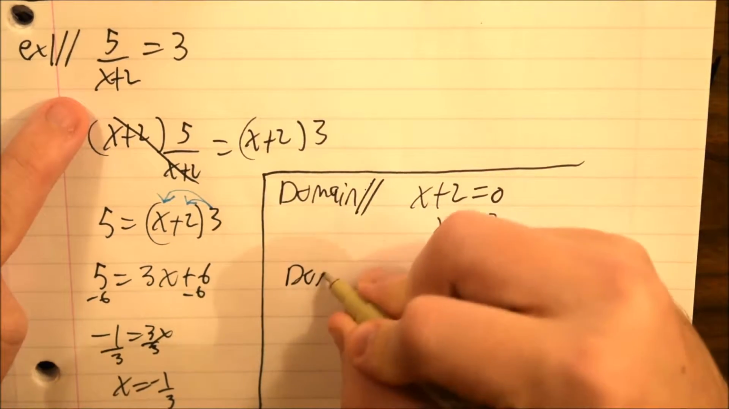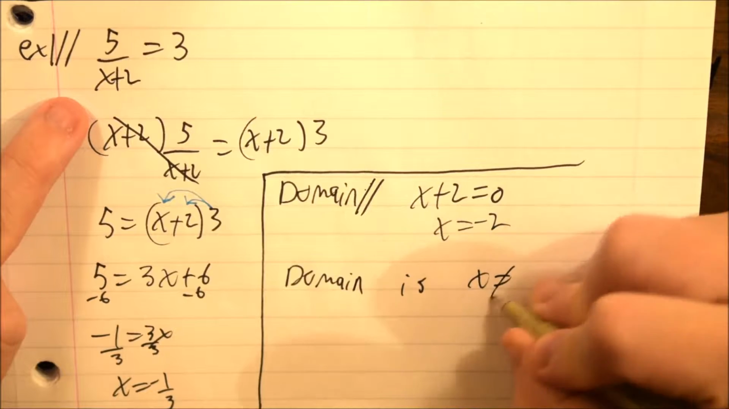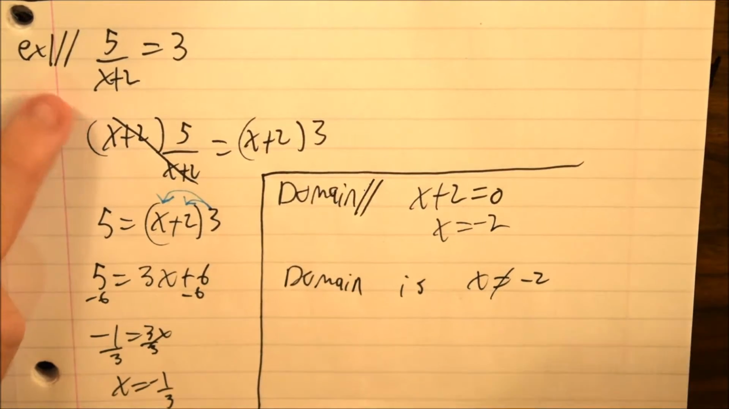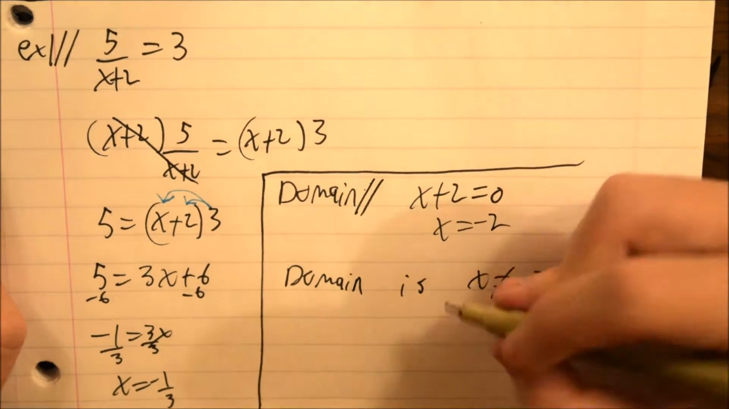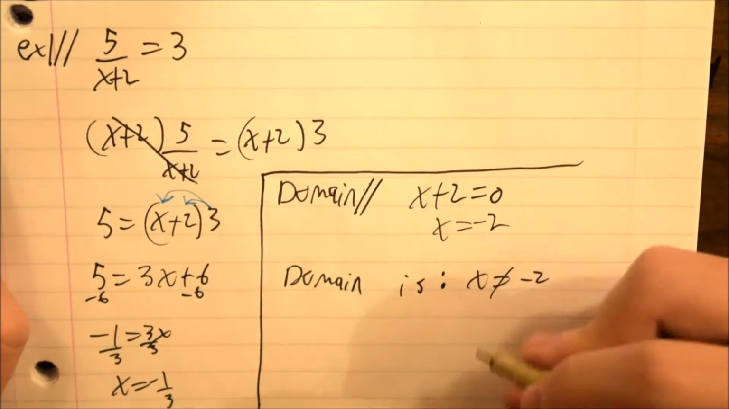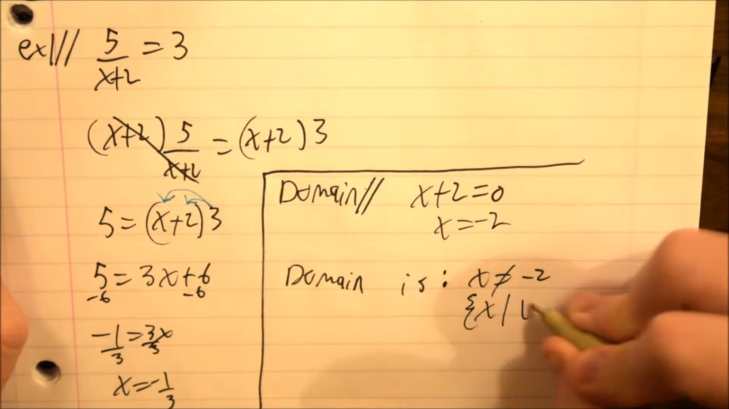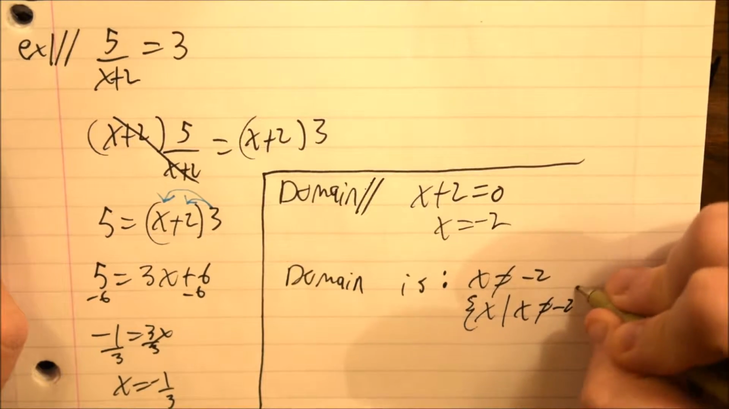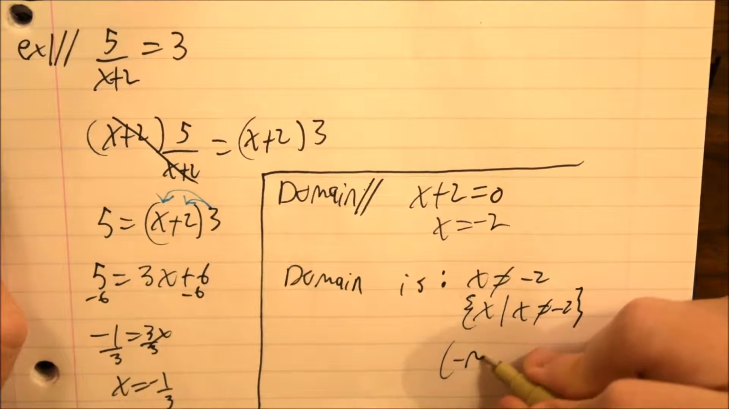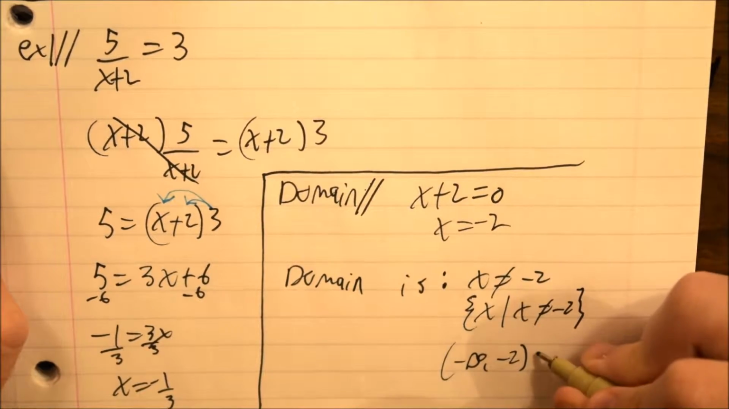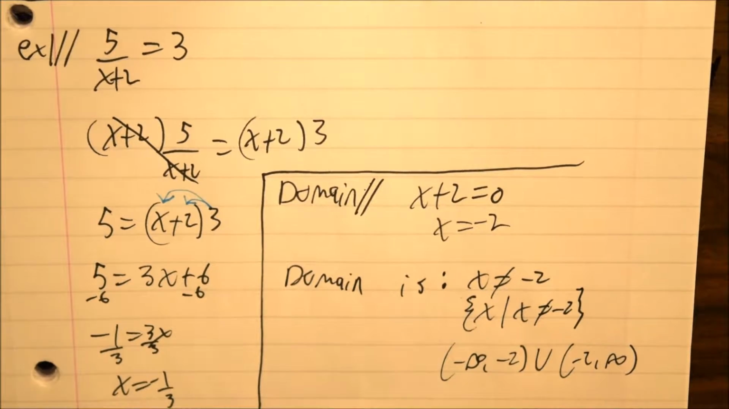So the domain is x not equal to negative 2. It's everything besides negative 2. Now there's a few ways we can write this. So we can write this as the set of x such that x does not equal negative 2. Or in interval notation, I can say this is negative infinity to negative 2 union negative 2 to infinity.